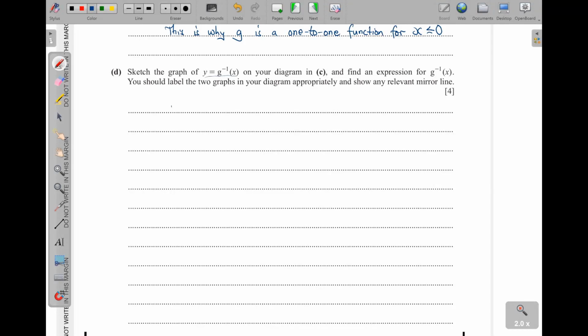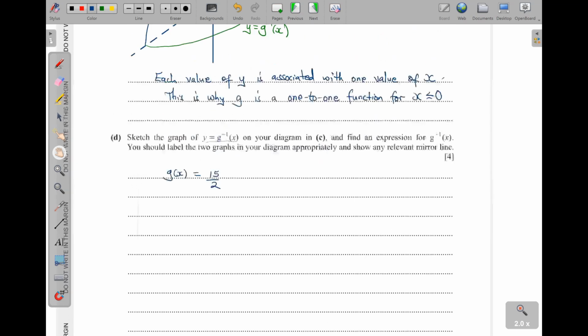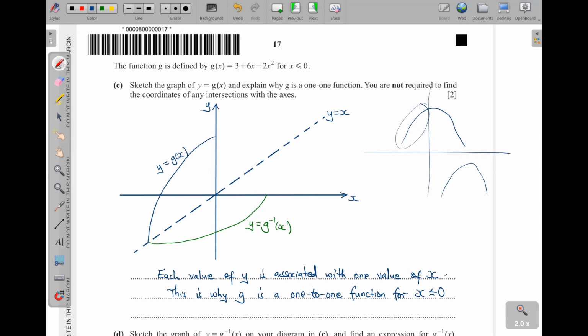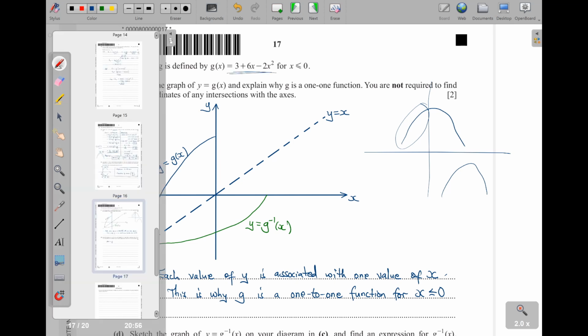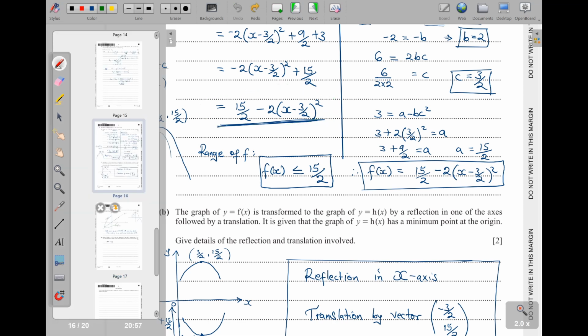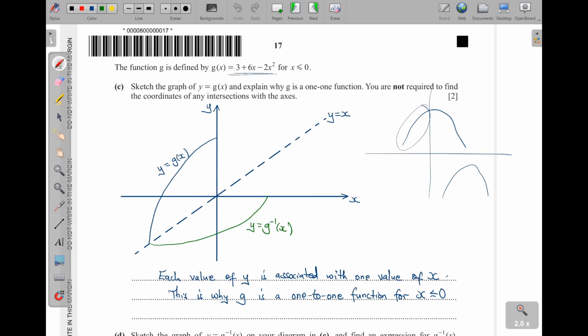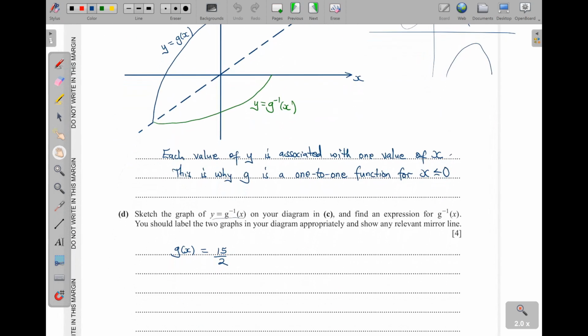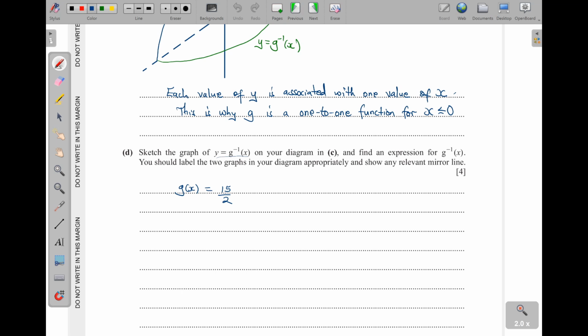All right, now let's find the G inverse. Remember that this same function here they have given us, it is the exact one that we expressed in the completed square format, which is here. The completed square format is the same. So we are going to write this same thing here: 15 over 2 minus 2 into x minus 3 over 2 brackets squared.